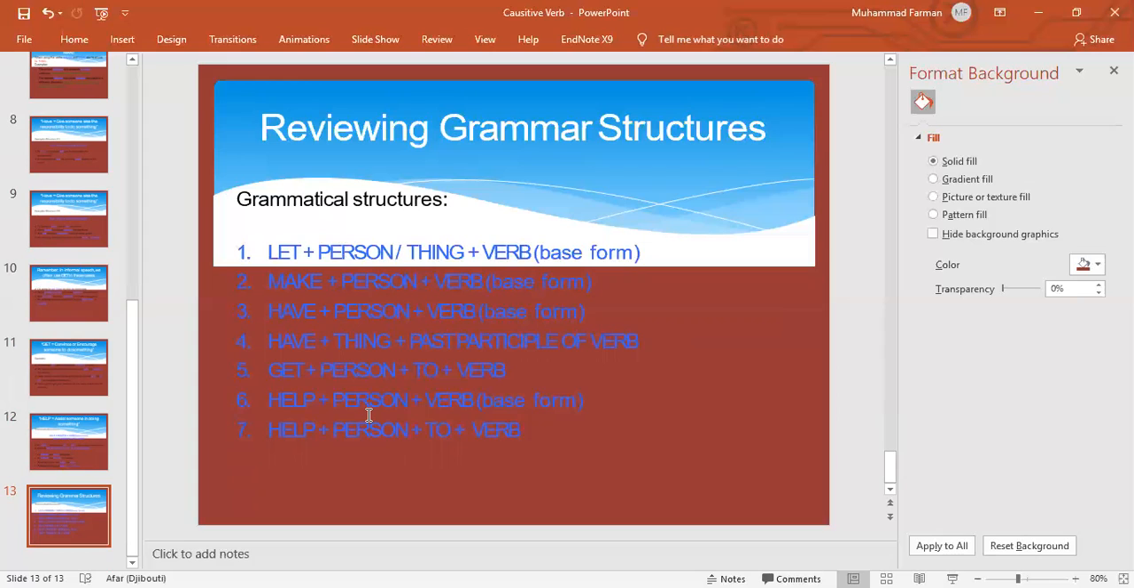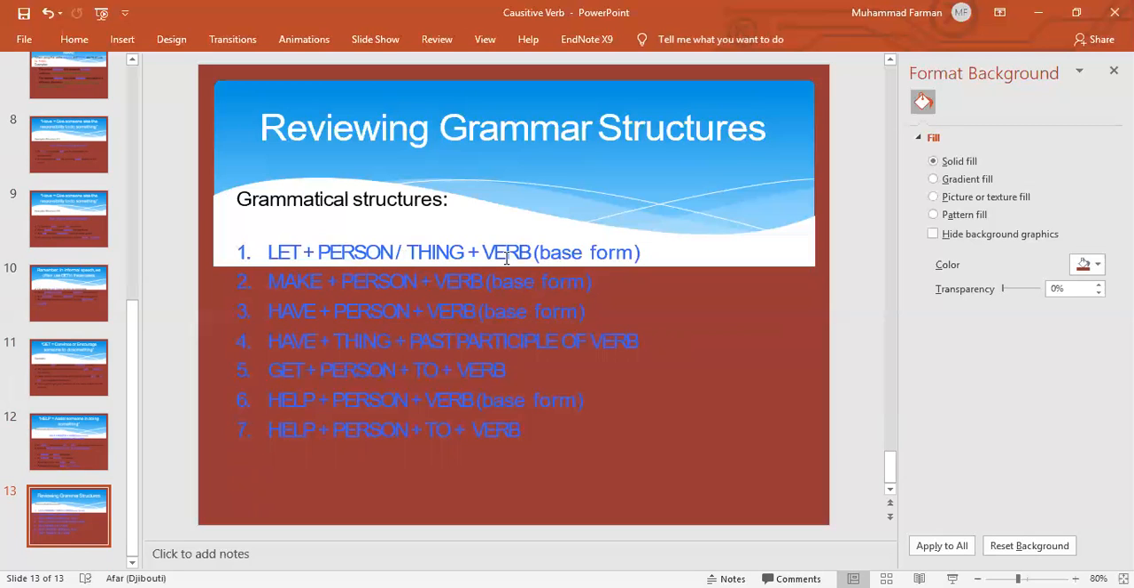Causative verb ke fauri baad person ka aana bahut zaruri hai. Aur jab tak causative verb ke fauri baad person ya thing nahi aayega, to hamara purpose jo hai wo causative ka clear nahi hoga. To hame kya dekhna hai isme se, let plus person, let plus person or things plus verb ki base form.